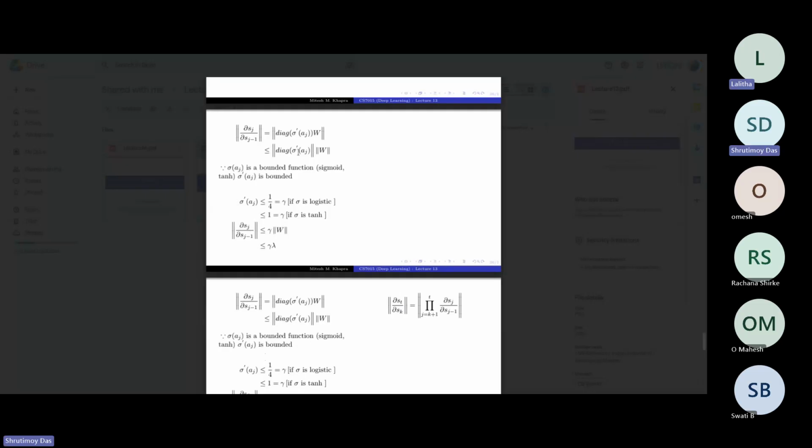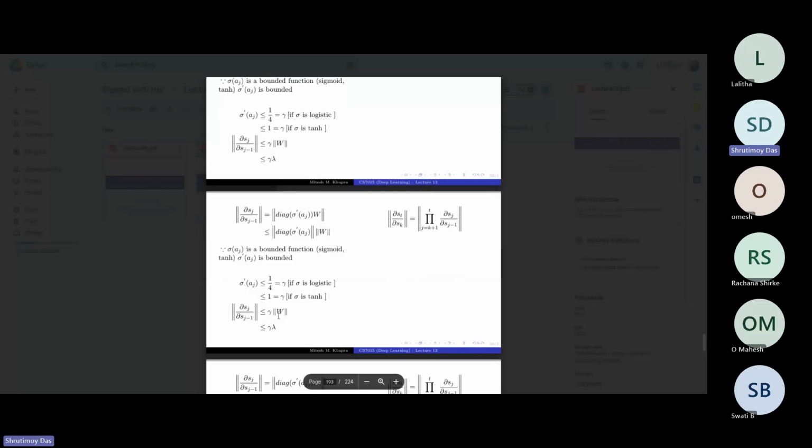So depending on what type of sigma you are using, you will have different forms of gamma. For any general function, let us say it is gamma. If you are using tanh, then you can just say gamma equals 1.